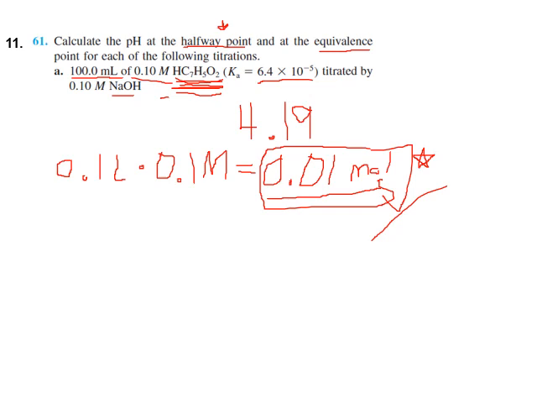So can we figure out the total volume? Well, if we look back at the problem statement, the concentration of this weak acid was 0.1 molar, and the concentration of this strong base was 0.1 molar. So because their concentrations are the same, that means the volumes have to be the same. So that means that we also would have added 100 milliliters of the NaOH. So we started with 100 milliliters of the acid, and we added 100 milliliters of the base, so we have a total of 200 milliliters of solution.